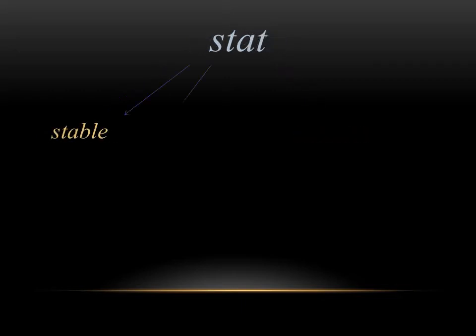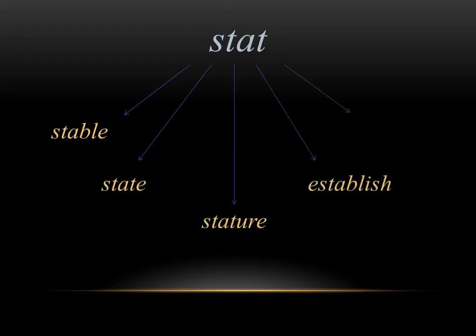Stat means he or she stands. And in English, we get the words stable, state, stature, establish, and statue. And if you think of their definitions, all five have to do with standing. So a statue, for instance, is something that's standing up. Your stature is talking about how you stand or how you appear to someone else. They all have to do with standing.